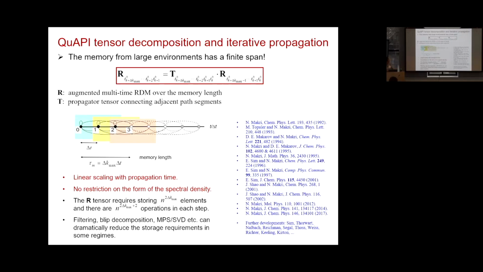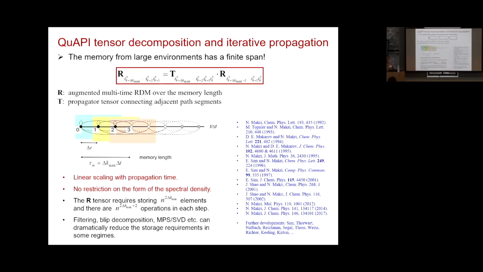So again, we get linear scaling. QAPI is completely general as far as the properties of the bath. We have no restriction on the form of spectral density. If I do the full evaluation here, the way I described it, I'm going to have to store n, little n, to the two delta k max elements. This parameter delta k max is what we call the memory length, the number of time steps spanning the memory. And little n is the number of states of the system or grid points. So if I drop nothing, this is what I need to store.